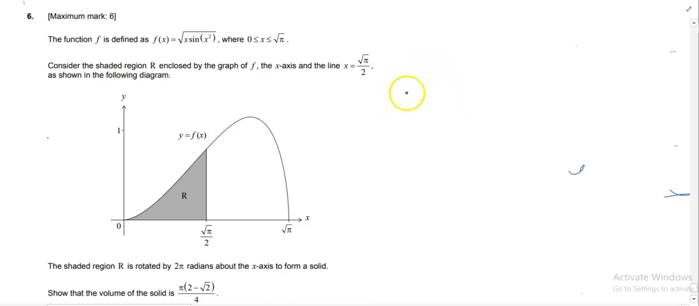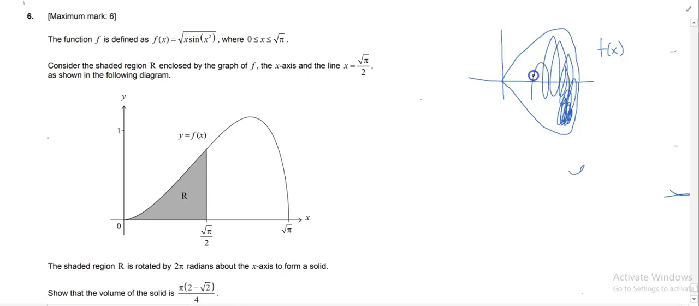Alright, now let's just look into this particular question and see how we can solve that. So he wants us to find out the volume of the solid, and we have learned in our lessons that, for example, if we have this function f of x and we rotate that 360 degrees along the x-axis, we'll get a shape like this, which is a solid shape.